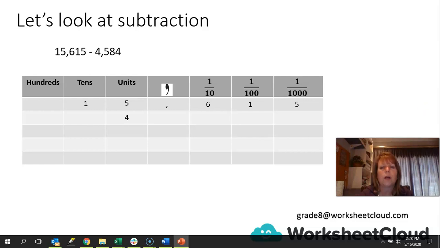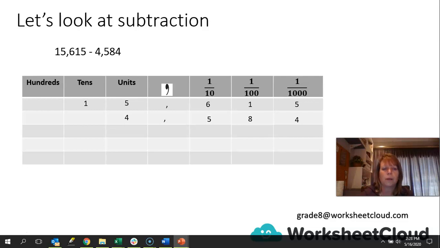It's 4 units, comma, 5 in the tenths, 8 in the hundreds, and 4 in the thousands. Again, guys, one thing that you can do is please always make sure that your commas are underneath one another, because then the rest of your numbers should be in the correct columns. Okay, so if your commas are not underneath one another, it will throw your adding or subtracting out.